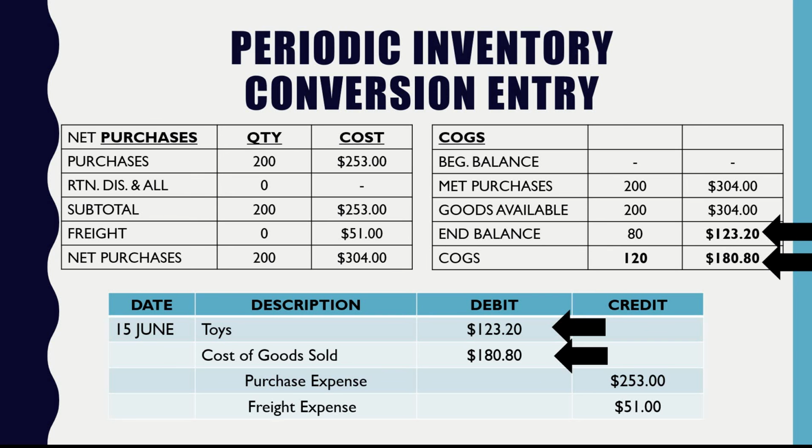First thing is we need to debit our inventory because we're converting it from an expense to inventory. So if we know at the end of the day we have a remainder of 80 toys available, that's exactly what we're going to plug in right here. It's going to cost me $123.20, right? And same thing here.